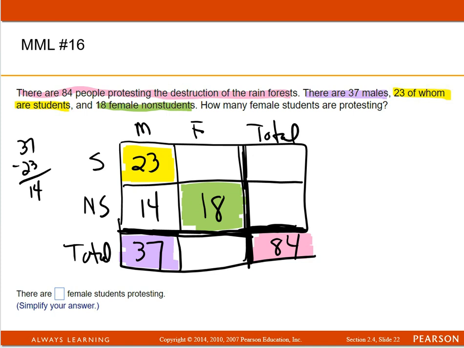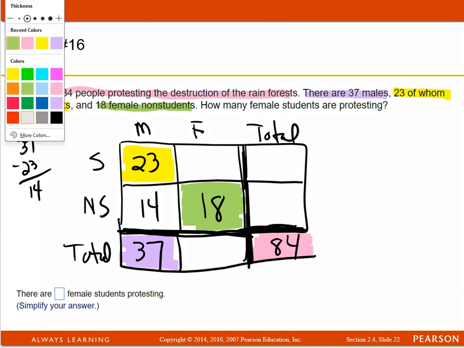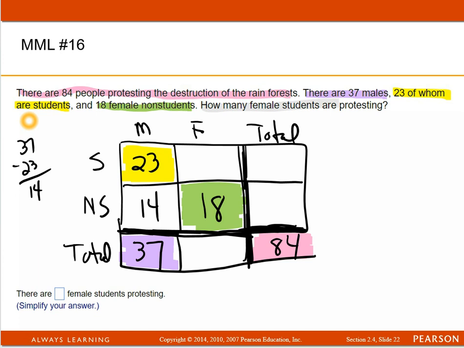And I've highlighted all the numbers. Their question is how many female students are protesting. So that means we are looking for how many female students are protesting. Female students, that would be right here. This is the final question I'm trying to figure out.